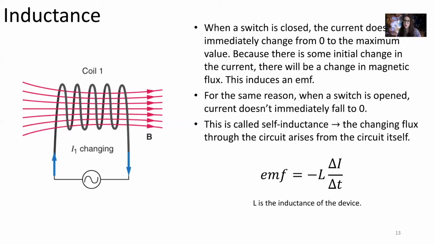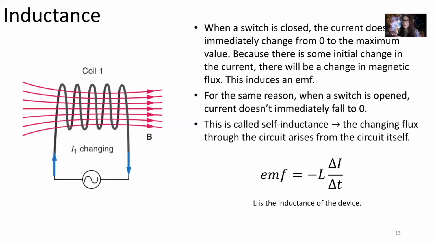So this induces something that we call self-inductance. A changing magnetic flux through a circuit arises from the circuit itself. So you can induce an EMF in any circuit if you have a rate of change of current. And so that EMF, that electromotive force, is equal to minus the inductance of the device. L here represents the inductance of a device, times the change in current over the change in time.